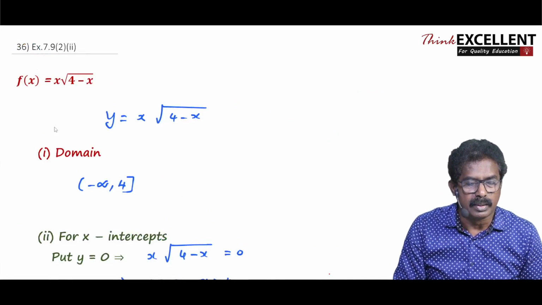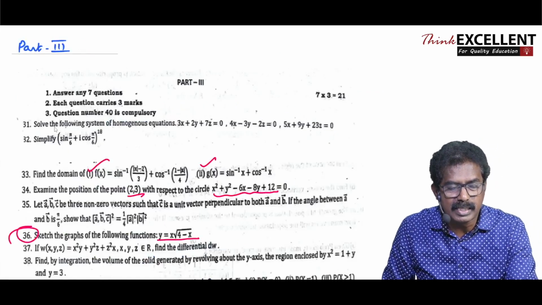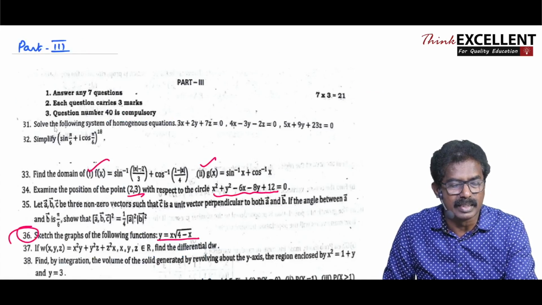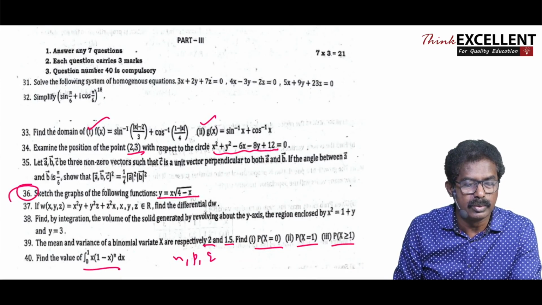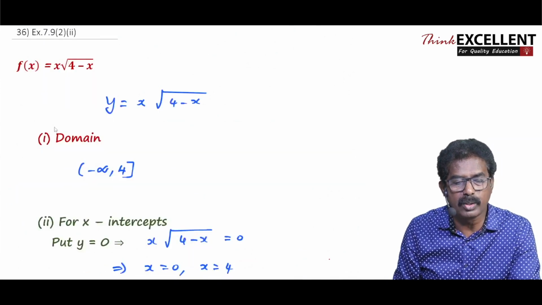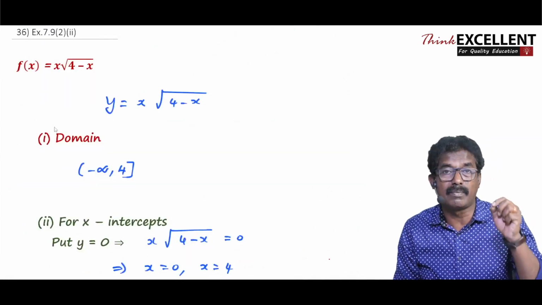Question number 36. See what's the question? Sketch the graph of the following. As I said earlier, it's a very lengthy question. Anyhow, I'll explain to you. First, you have to find the domain. Domain means what values you can give.